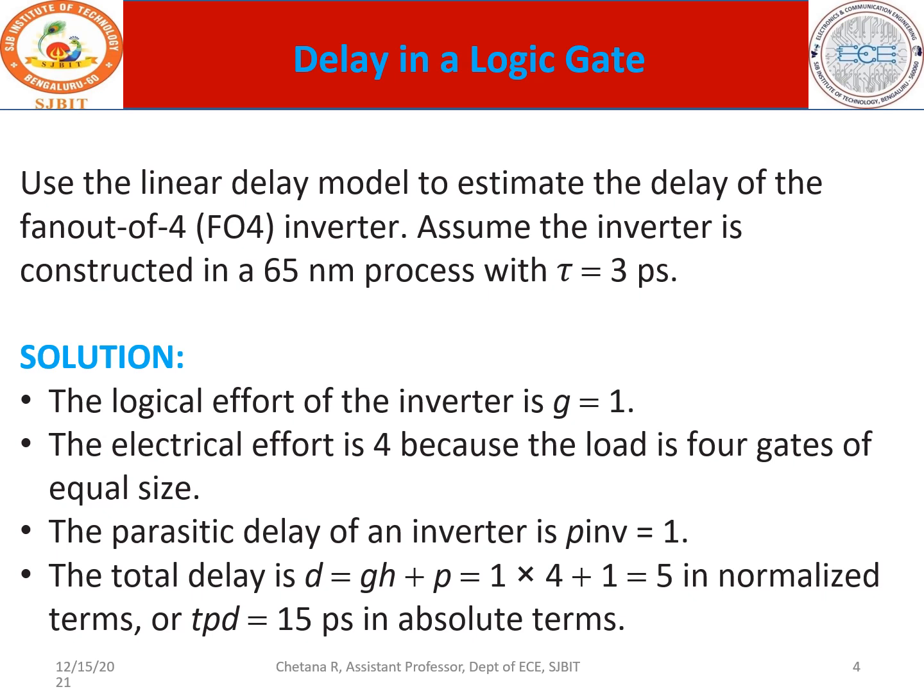But tau for the inverter is 3, right? Therefore, 5 times 3 ps is 15 picoseconds in absolute terms. So the delay is given as P inverter assumed to be 1, but together it is 3 RC. So in that case it gives you 3, and when you multiply it with this value, it is 15 picoseconds in absolute terms. So this is the delay in a logic gate.